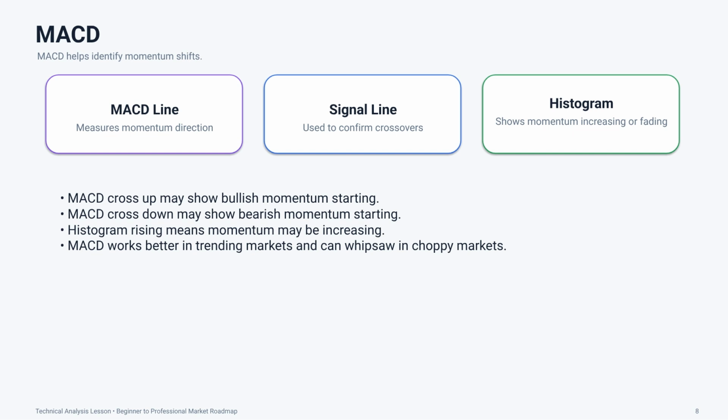The second part is the signal line. The signal line is used to help confirm crossovers. Traders often watch when the MACD line crosses above or below the signal line. When the MACD line crosses above the signal line, it may show bullish momentum starting. When the MACD line crosses below the signal line, it may show bearish momentum starting.